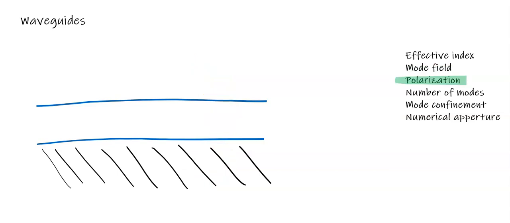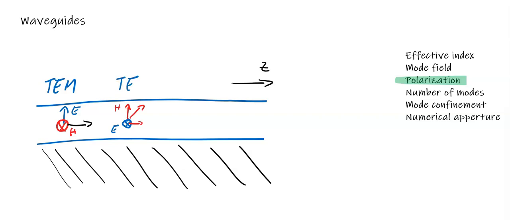Polarization of the mode describes the orientation of the electric and magnetic fields. Our mode is all the time propagating in the positive z direction. If the electric and magnetic field are both perpendicular to the propagation direction, our mode is so-called TEM, which is transverse electric magnetic polarization. If our electric field is transverse to the propagation direction, we have a TE polarized mode, transverse electric.